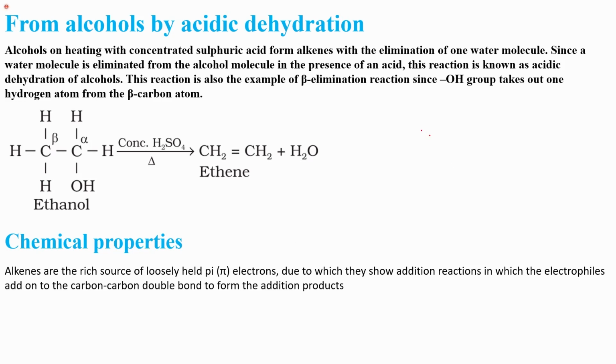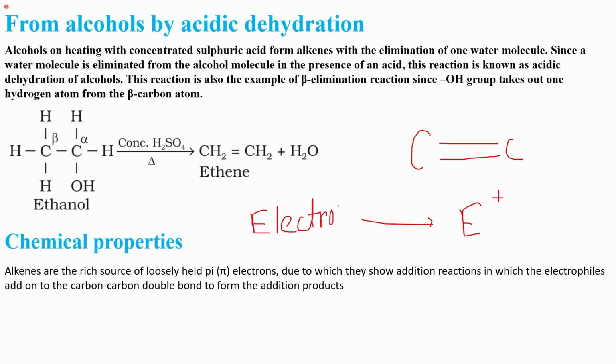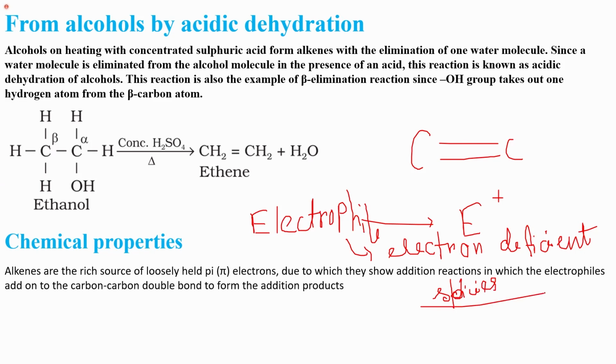This alkene double bond is a loosely bound double bond. Now you have an electrophile, denoted as E plus. Electrophile means they have a tendency to go towards the electron-rich compound. Electrophile means electron deficient species.